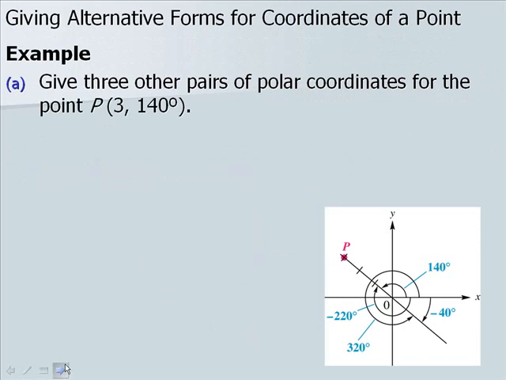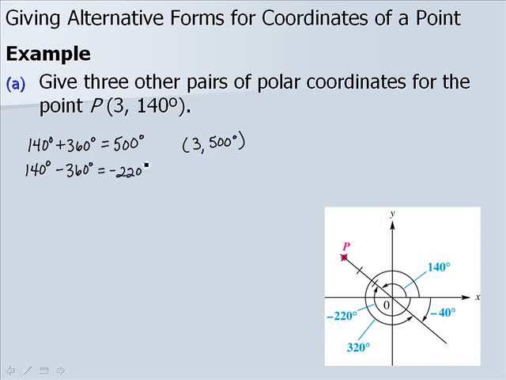In this example, we want to give 3 other pairs of polar coordinates for the point P (3, 140 degrees). So here we see our point is plotted. 140 degrees is in quadrant 2. If we take 140 degrees and we add 360 degrees, we'll get 500 degrees. So that would be the point (3, 500 degrees), which is identical. If we take 140 degrees and subtract 360, we'll get negative 220 degrees. So that would be the same thing, except we'd have our negative coterminal angle.